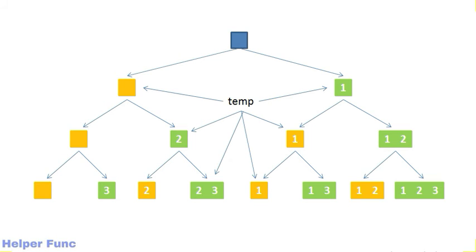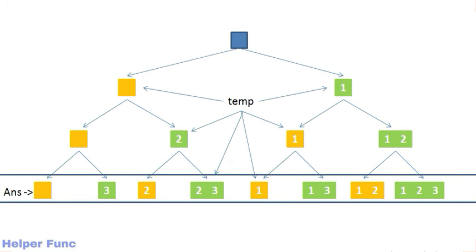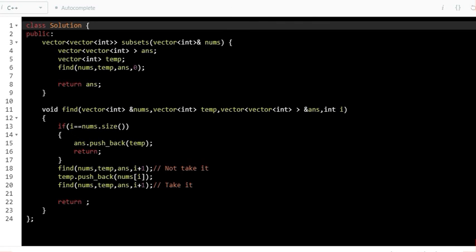So from this figure, you can visualize that all these boxes that are generated are nothing but the temp vector. The yellow boxes are those function calls where we ignore the current element, while the green boxes are those where we count the current element. Also, at this level, we will reach the terminating condition and thus we will insert all these temp vectors in our answer. And finally, after all the function calls, we will return this 2D vector as our answer.